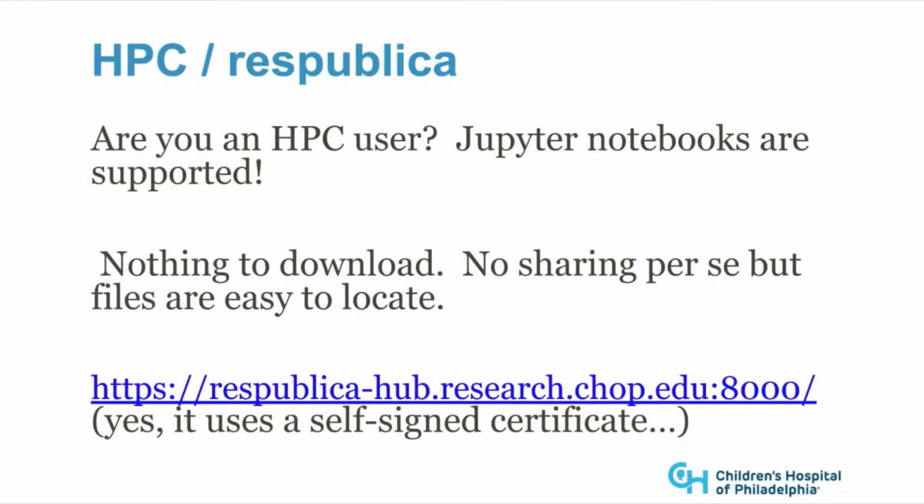CHOP also has a high-performance compute cluster. This is used for applications that are massively parallelized or have really big memory requirements or constraints. We have an HPC cluster, which is called ResPublica. Again, if you use ResPublica, you know exactly what I'm talking about. The nice thing is you can go to the URL right there, and you can spin up your own Jupyter Notebooks machine. In fact, I'm just going to do this. Let's see if I can.